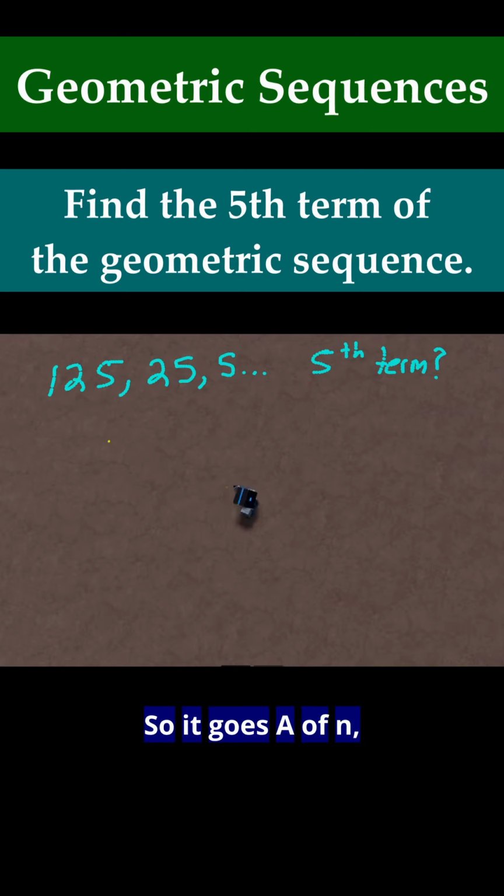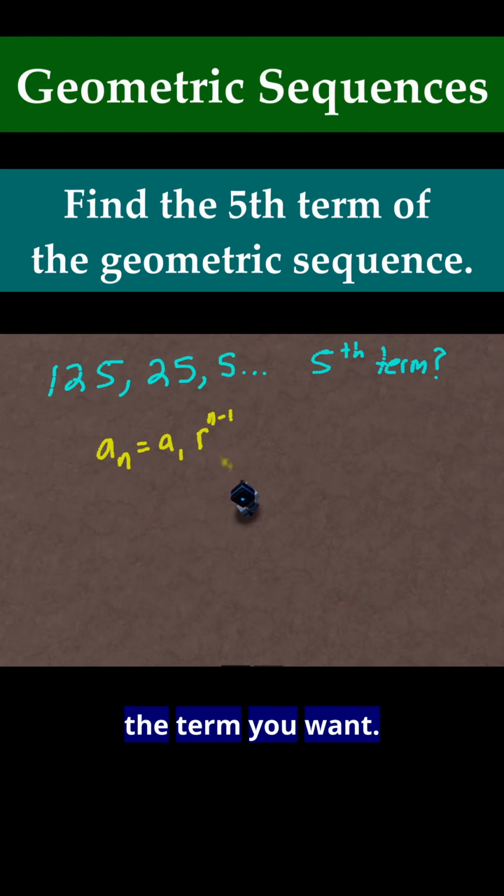It goes a of n, where that's the term you want, or the value of the term you want, is equal to a1, the very first term, times r, the common ratio, to the n minus 1 power, where n is the term you want. And let's find a1, r, and n.